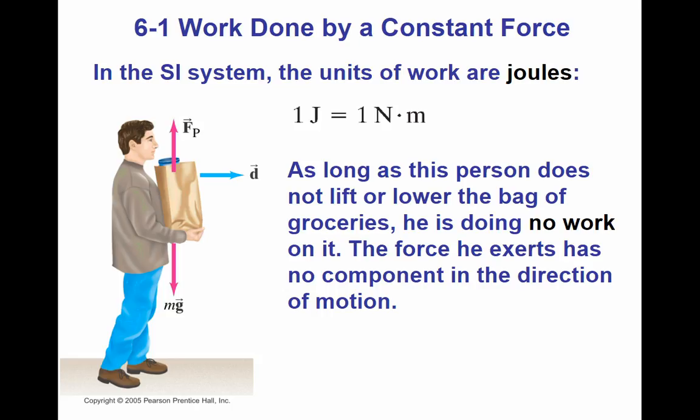So 1 joule of work, these are the units, 1 joule of work is the same thing as 1 Newton meter. 1 Newton meter is the same thing as 1 joule of work. In fact, the unit for energy is the same unit. It is also measured in joules, not calories. That's used in chemistry. Joule is actually an SI unit for work and energy.